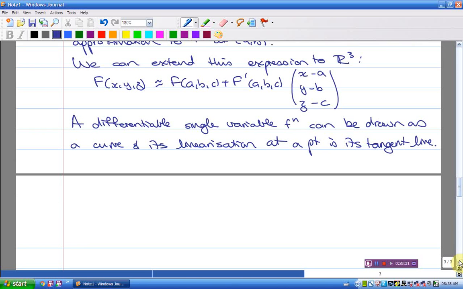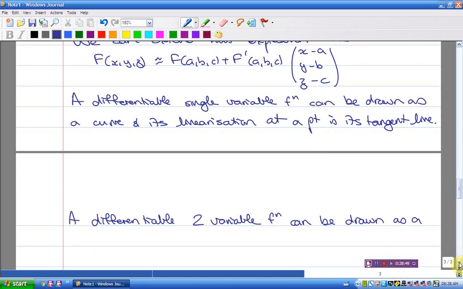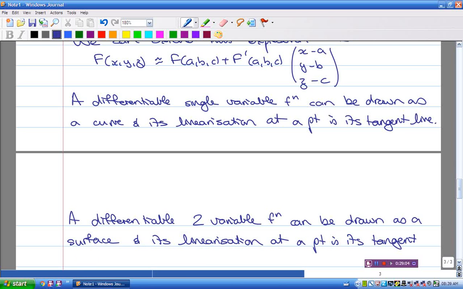A differentiable 2-variable function can be drawn as a surface and its linearization at a point is its tangent plane at that point. Okay.